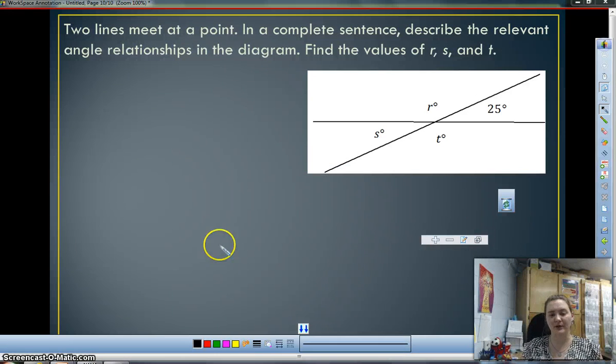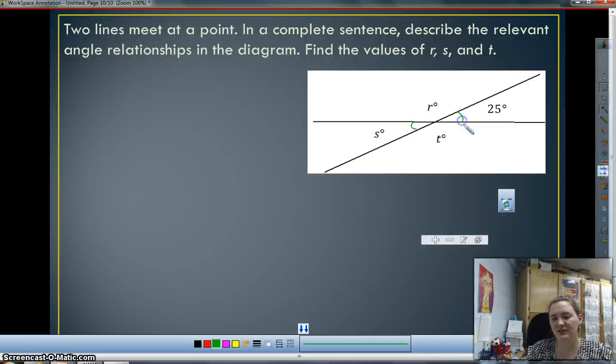Two lines meet at a point. We must describe the relevant angle relationships in a diagram. Well, we know that if angles are opposite each other, they are vertical angles. So angle S and an angle of 25 degrees are vertical angles.